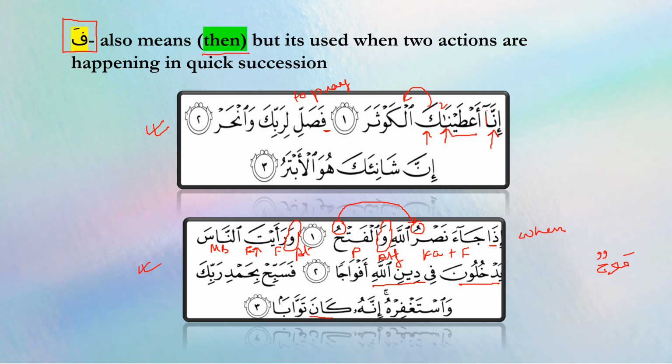Why is kana used for Allah? If one asks, kana means was, as I have already explained in my previous video. Whenever kana comes for Allah subhanahu wa ta'ala, it means always. And you should ask forgiveness because indeed Allah is always the most forgiving. So now you understood the meaning of fa coming here. It doesn't give the meaning of and, but the time period, the actions happening quickly one after another.